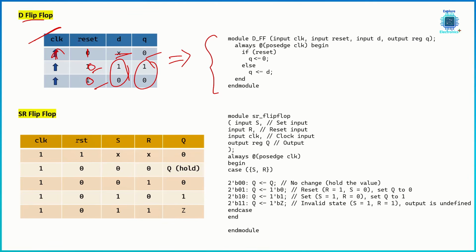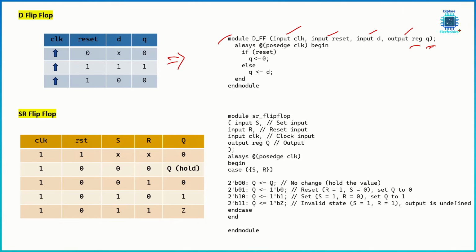By looking at the truth table, we can directly implement it using Verilog code. So first the module definition, all the inputs and outputs will be defined. And as we know, the output Q should always be a register. That's why we represented it as reg.